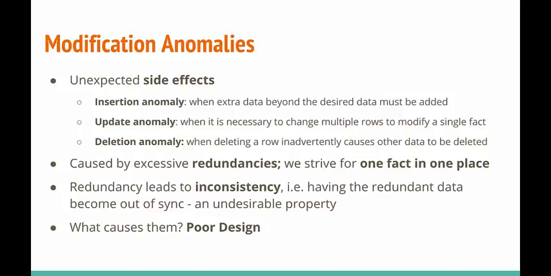Now, all of these anomalies are ultimately caused by excessive redundancy, and what we strive for in database design is the idea of one fact in one place, because redundancy leads to inconsistency. Inconsistency means that we have redundant data which becomes out of sync, which is really an undesirable property because data is just so important to any organization. And ultimately, redundancy and its side effects are a result of poor design. So we spend time up front to try and minimize or eliminate redundancy and, by extension, inconsistency.